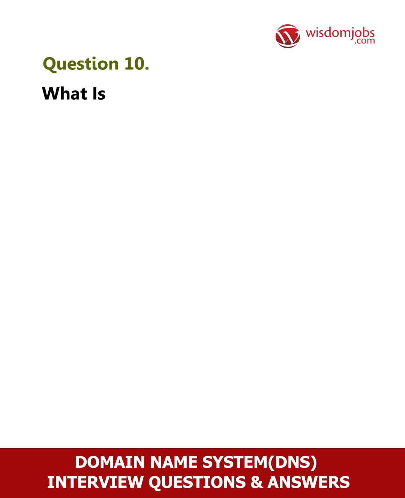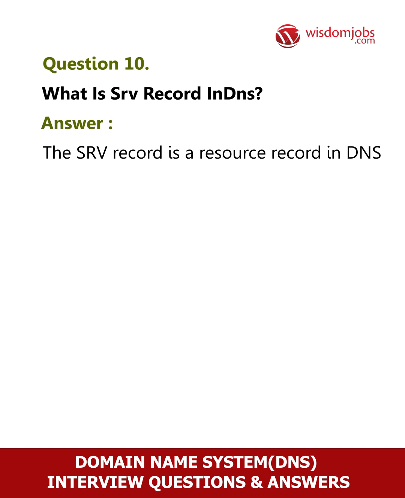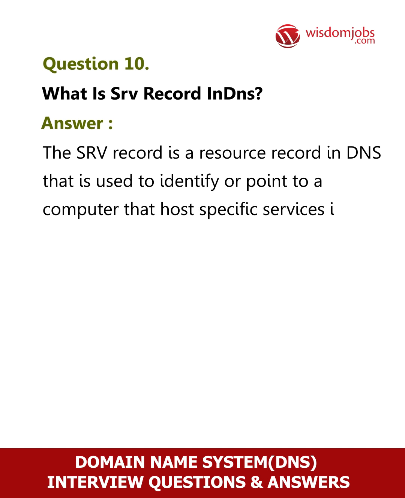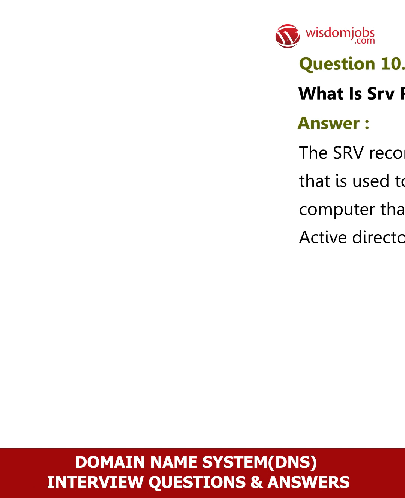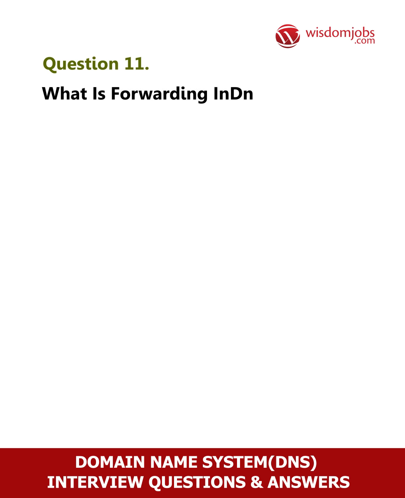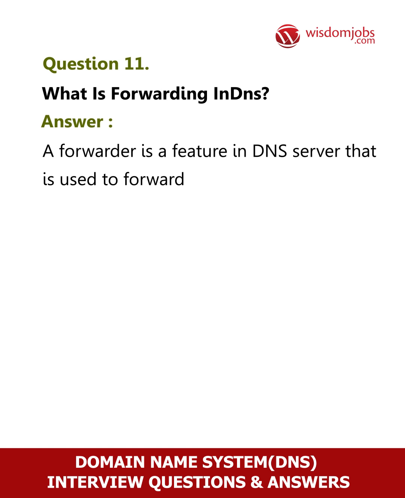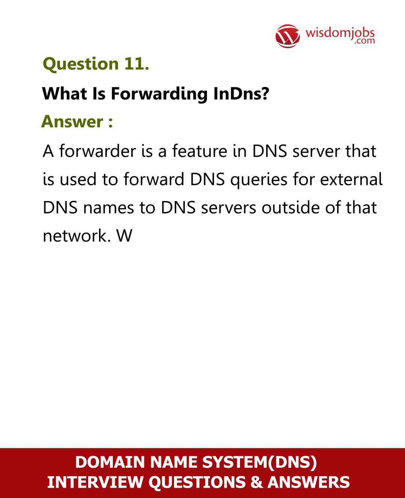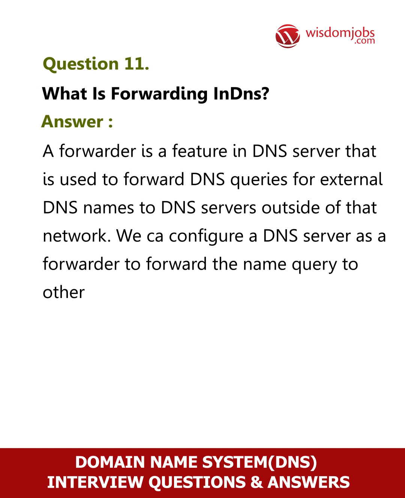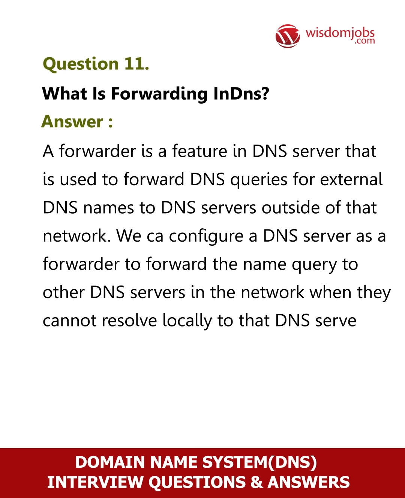Question 10. What is SRV record in DNS? Answer. The SRV record is a resource record in DNS that is used to identify or point to a computer that hosts specific services, for example Active Directory. Question 11. What is forwarding in DNS? Answer. A forwarder is a feature in DNS server that is used to forward DNS queries for external DNS names to DNS servers outside of that network. We can configure a DNS server as a forwarder to forward the name query to other DNS servers in the network when they cannot resolve locally to that DNS server.